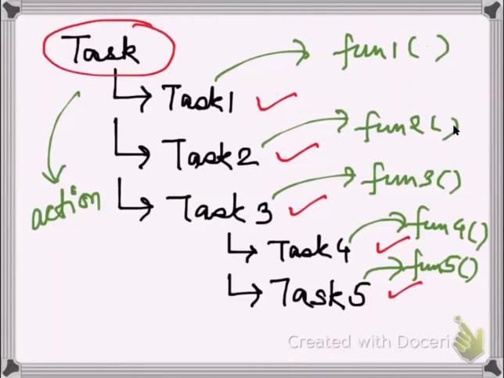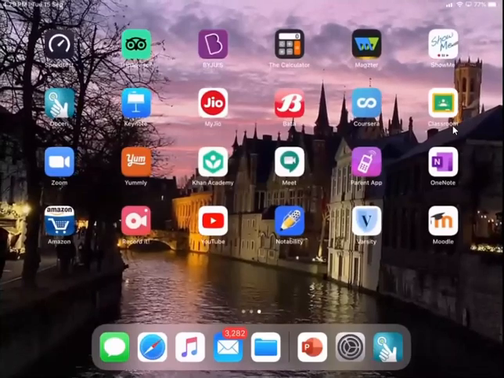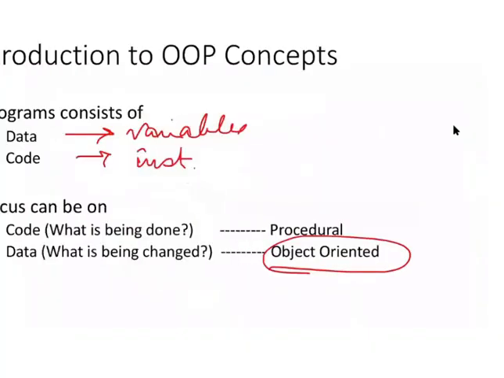So this particular approach, where we break down a task into subtasks and again further subtasks, and then we take the accumulation of all of these into a main function and then we execute it, is known as your procedural programming. Coming back to our slides here. So that is your procedural programming.